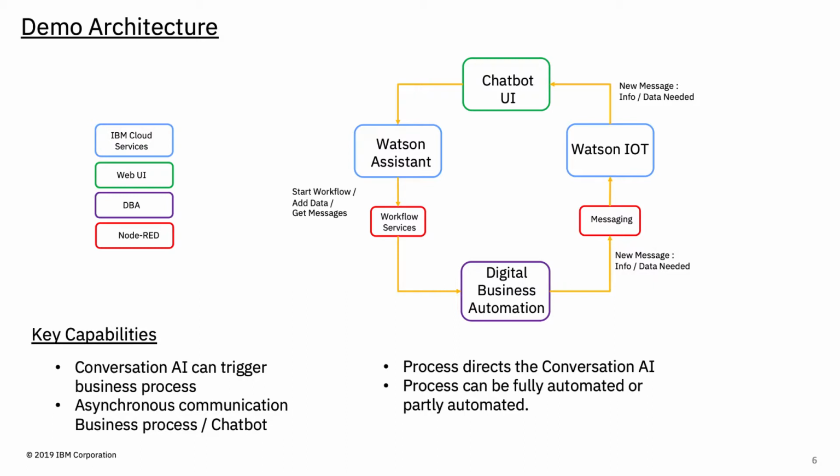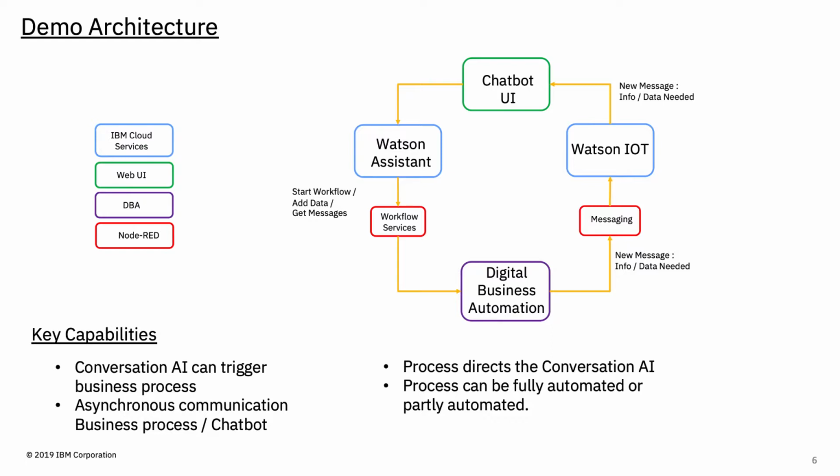So next we have our digital business automation platform. This contains the workflow and the business rules that support our business process. Now, there's nothing particularly special about this workflow application, but we have given it the ability to asynchronously message back to the chatbot and say, I need more information and I need this additional dialogue structure executed in Watson Assistant.